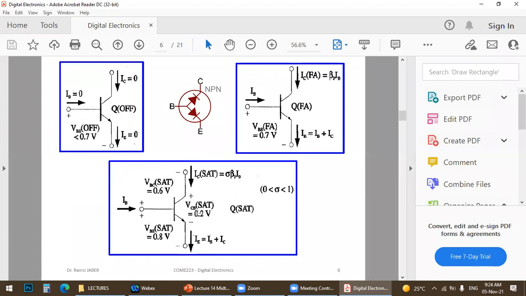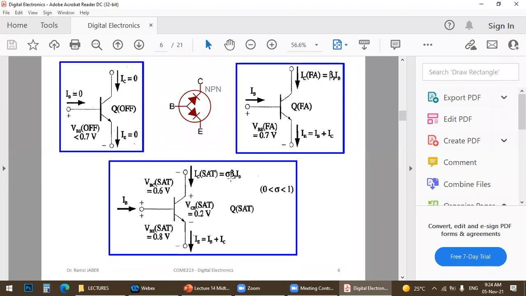That's why between C and E, this transistor will be in saturation mode, will be on, and will connect the C to E with a constant limited voltage. In a BJT transistor, VCE always equals 0.2 volt. Don't forget this. Always 0.2 volt in saturation mode.